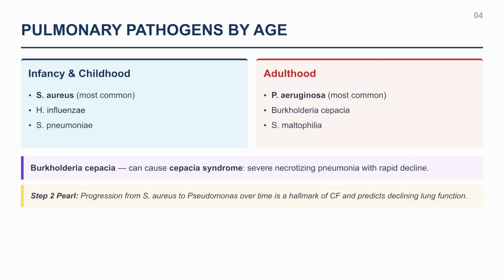Other important adult pathogens include Burkholderia cepacia and Stenotrophomonas maltophilia. Burkholderia cepacia deserves special mention because it can cause cepacia syndrome, a severe necrotizing pneumonia with rapid clinical decline. Step 2 Pearl. The progression from Staph aureus in childhood to Pseudomonas in adulthood is a hallmark of CF and predicts declining lung function. Pseudomonas is very difficult to eradicate and requires aggressive treatment.